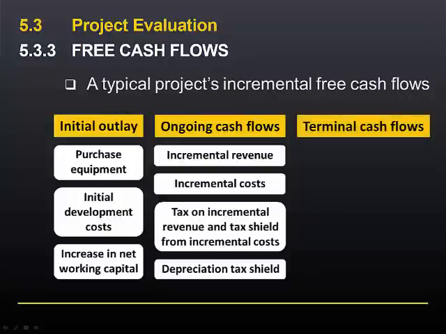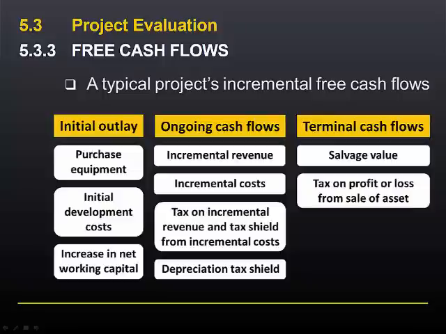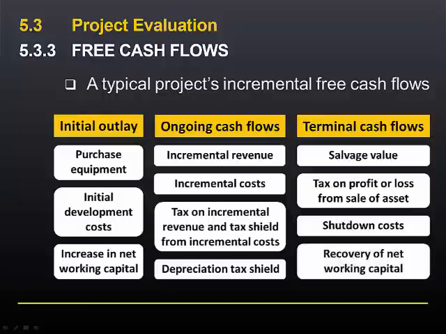And then terminal cash flows occur at the end of a project. There may be a salvage value. We may be able to sell the equipment that we've used in the project for a positive amount of money. There may be a tax on the profit or loss from the sale of the asset. There may be other costs to shut down the project, such as restoring the environment to what it was before the project began. And then if we've had an increase in net working capital, then we will recover that net working capital at the end of the project. The nature of some of these cash flows may be clear to you, others you might not be too sure about, but we'll go through them one by one throughout the remainder of this topic.